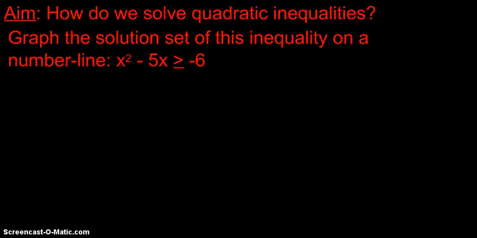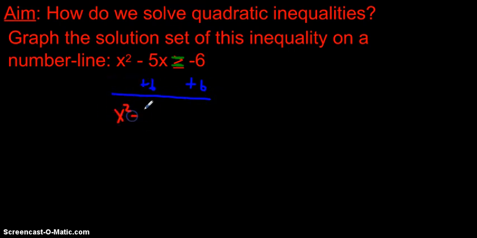Alright, so we're supposed to graph the solution set of this inequality on a number line. I don't know how to solve a quadratic inequality, but I do know how to solve a quadratic equation. So if I pretend this is an equation, maybe it'll be easier to solve. We're going to add 6 to both sides, because it's quadratic, and we need it to be equal to 0.